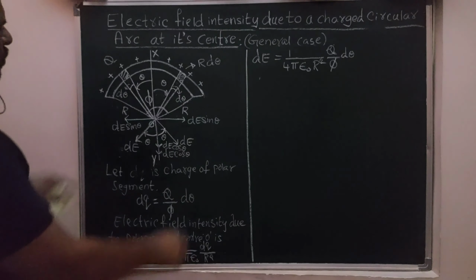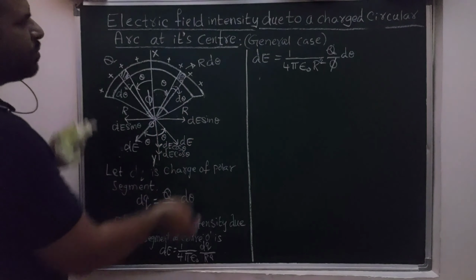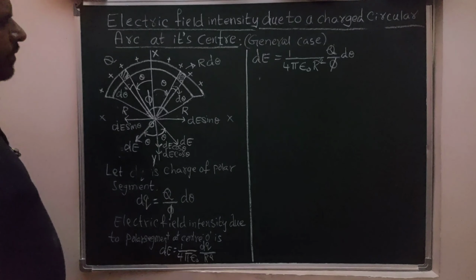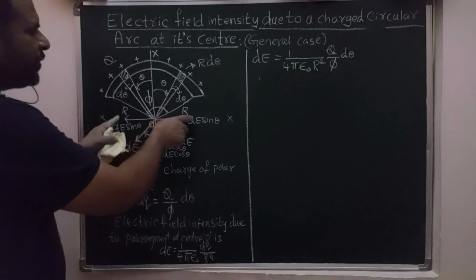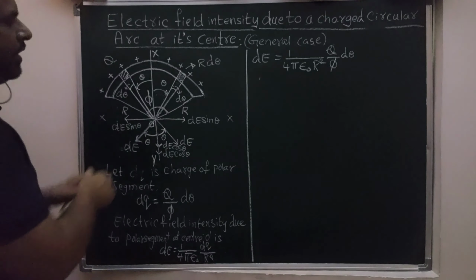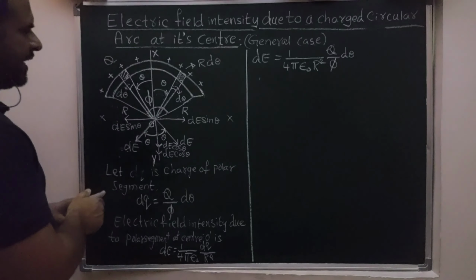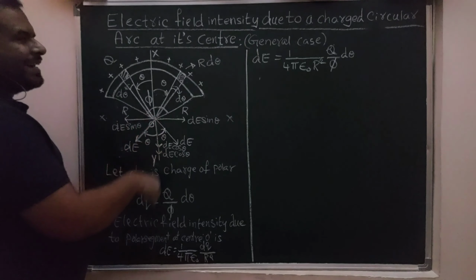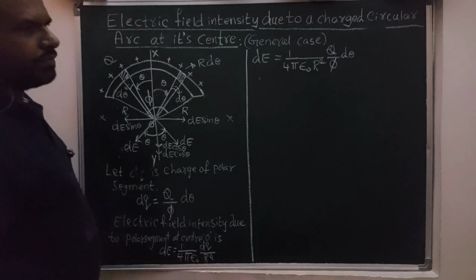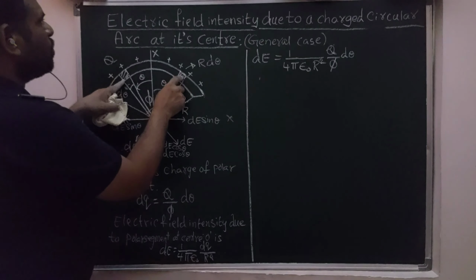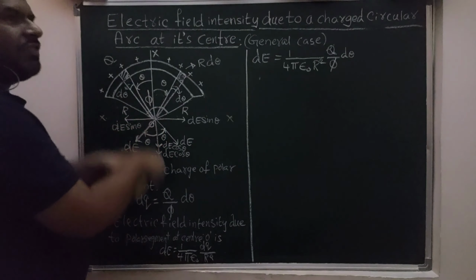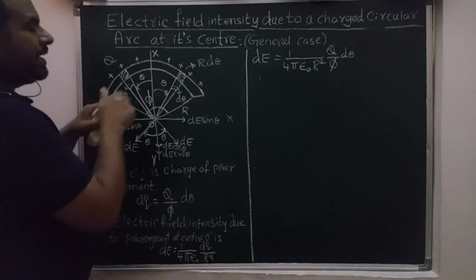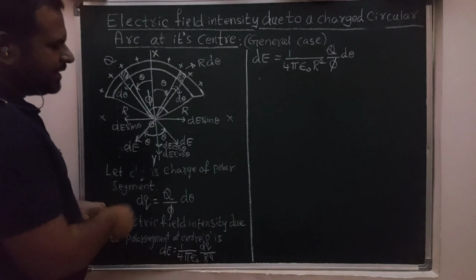If you observe clearly, these two dE sin thetas are in opposite directions, so they cancel each other. Both are in opposite directions with the same magnitude. From the center the two are in opposite directions, so these two get cancelled. But what is the remaining? dE cos theta only, that is along the polar bisector. So at the center, due to these two polar segments, the field is along the angular bisector, that is dE cos theta.